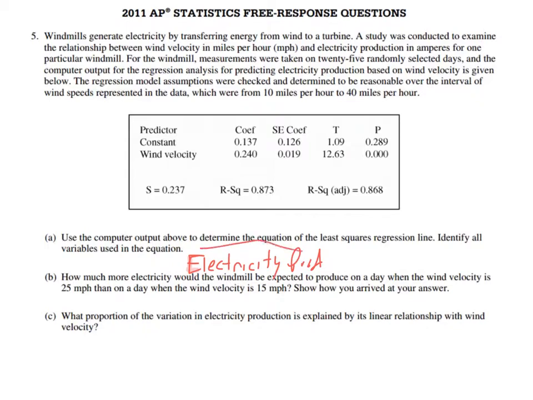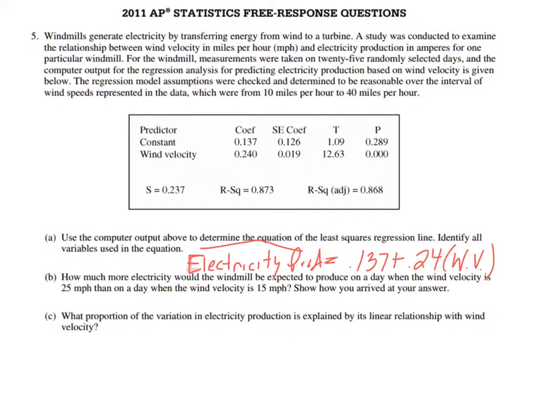Production, I'm just going to write this. Production hat is equal to, so our constant coefficient is our y-intercept. So we're going to write 0.137 plus. Then we've got our slope next to the explanatory. So we're going to write 0.24, and again, I'm going to write WV. You'd want to write wind velocity, but I'm just out of space. Okay, so make sure you do the hat, make sure you write these in words.